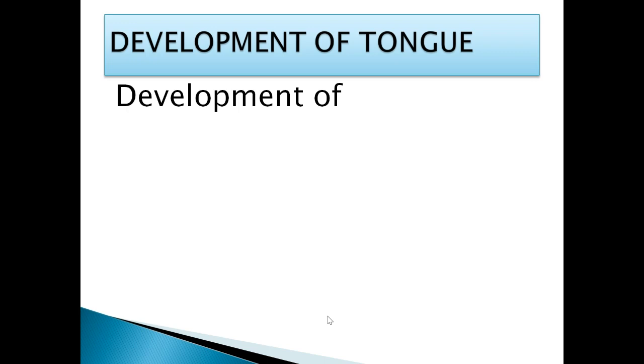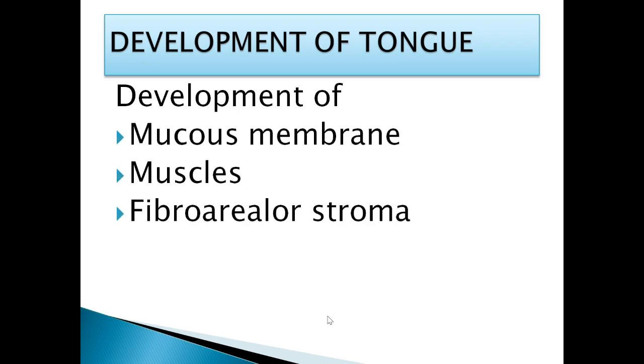The development of the tongue will be considered under three headings: development of the mucous membrane, development of the muscles, and development of the fibroareolar stroma. So under these three headings, we will see the development of the tongue. First, we will see the development of the mucous membrane.